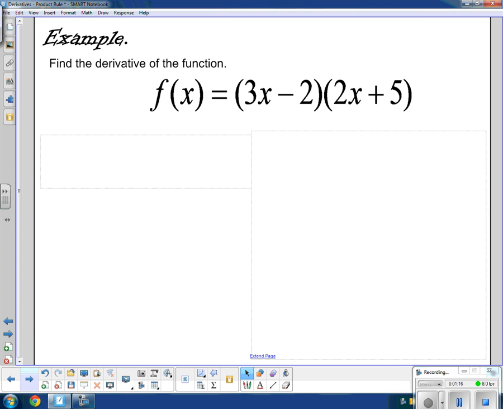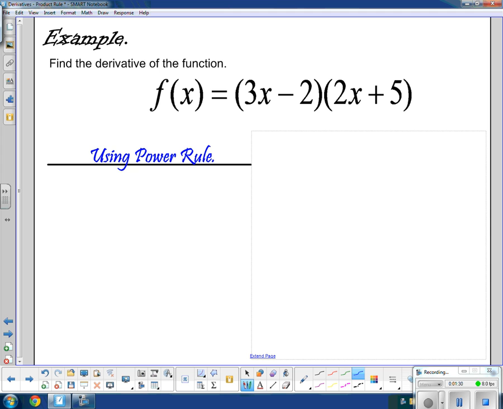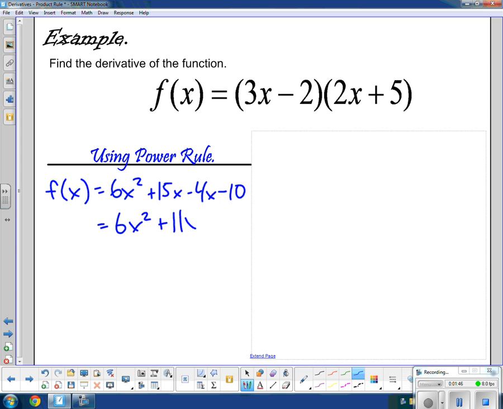Here's a function. The function is, as you can see, a product of two different things. It's 3x minus 2 times the quantity of 2x plus 5. Now, you can use some of the other rules that we've learned. For example, I could rewrite this function using the FOIL method and get 6x squared plus 15x minus 4x minus 10. Rewrite that one more time to get 6x squared plus 11x minus 10. And now I can very easily use power rule to take my derivative to get 12x plus 11.